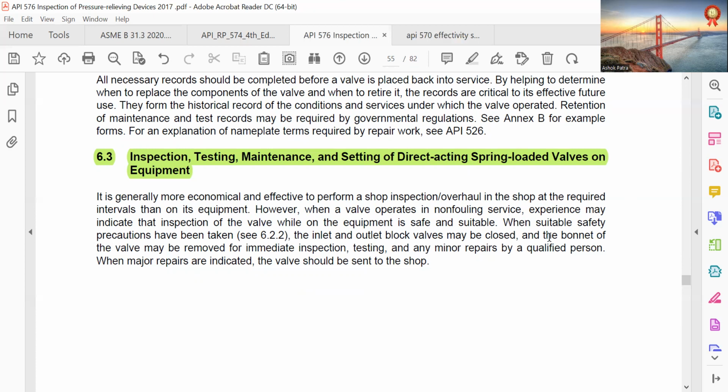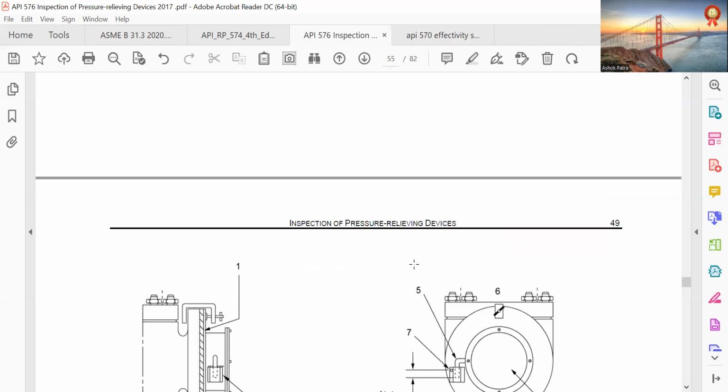When suitable safety precautions have been taken, the inlet and outlet block valves may be closed and the bonnet of the valve may be removed for immediate inspection and testing. Any minor repairs may be made by a qualified person. When major repairs are indicated, the valve should be sent to the shop.